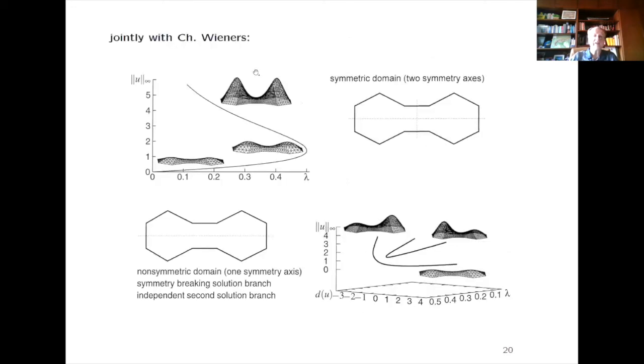What we did, in joint work with Christian Wieners, was take a more interesting domain, which is a symmetric domain that has re-entrant corners, obviously.